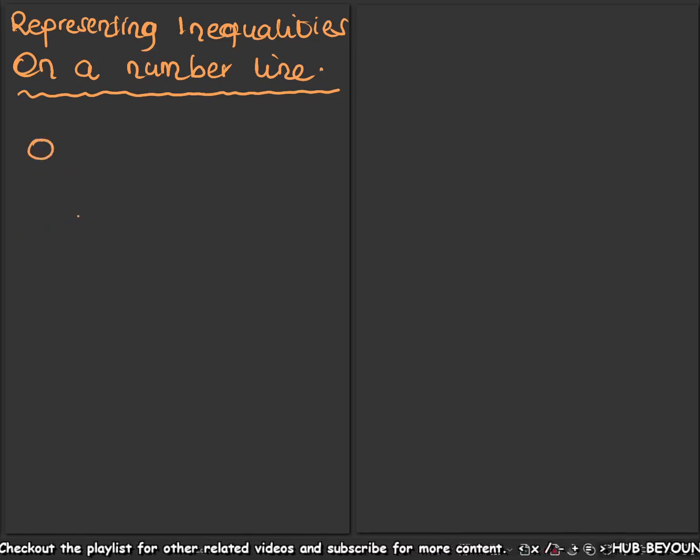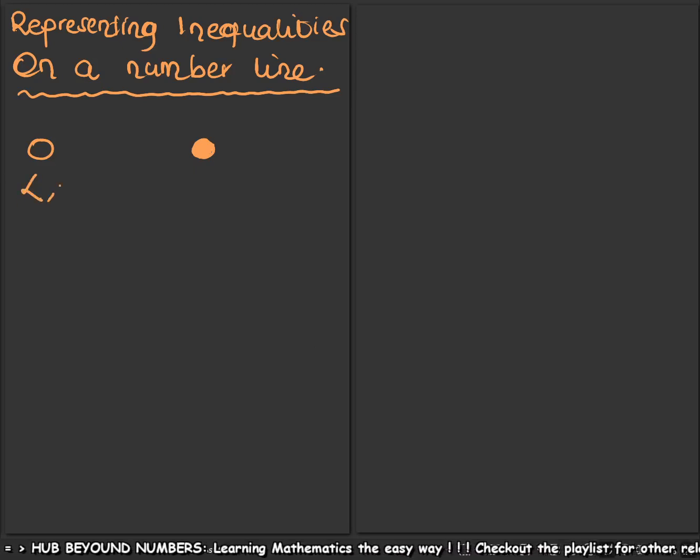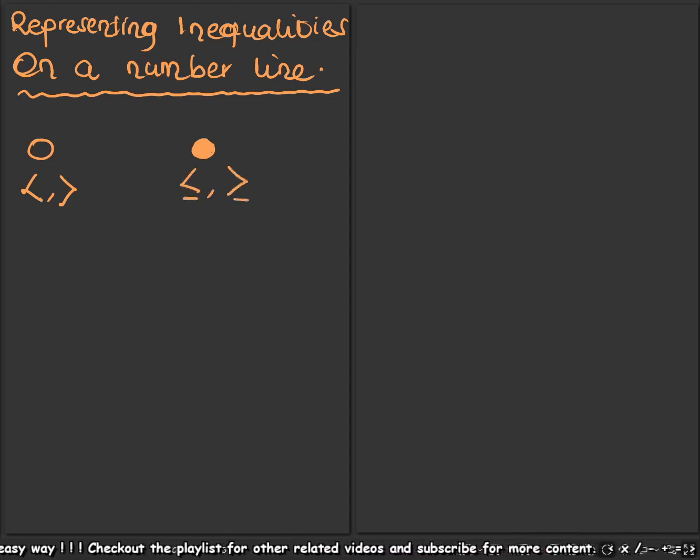Now, the circle that you put on the value, there are two types. So we have the open circle and then the closed circle. You see, the open circle is used to illustrate what? Less than or greater than. Whilst the closed circle is used for less than or equal to or greater than or equal to. So depending on the inequality symbol you have in question, you would have to choose the type of circle you are going to put on that value.